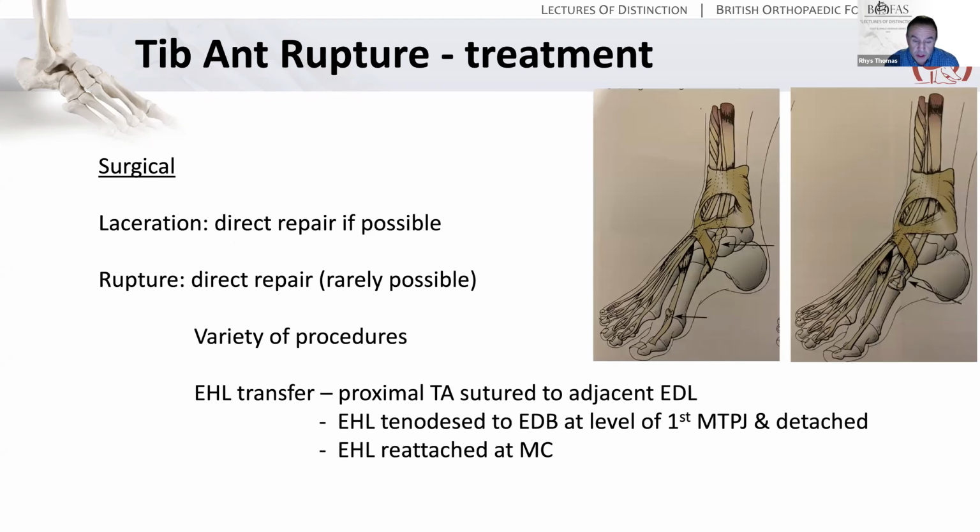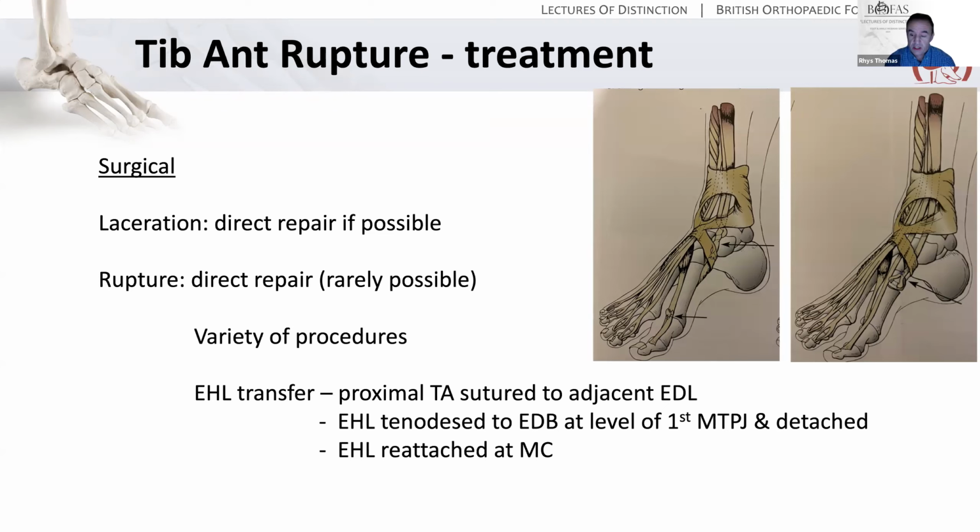So a variety of procedures have been described. One probably of the most common ones is an EHL transfer, where more proximally the EHL is tenodesed side to side to the ruptured proximal end of the tibialis anterior. Distally, the EHL is then tenodesed to the extensor brevis tendon at the level of the first MTP joint.